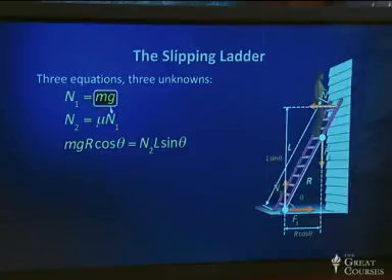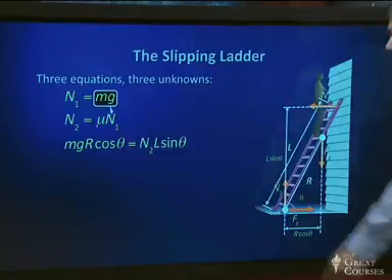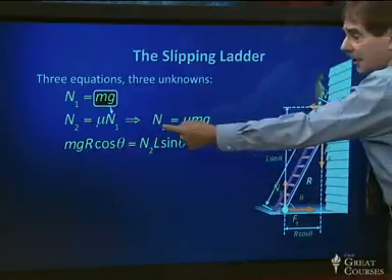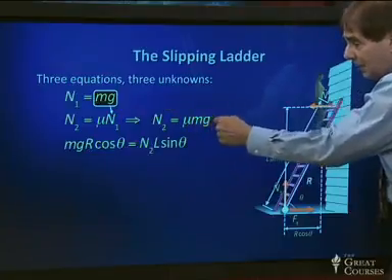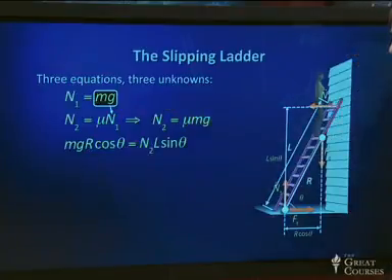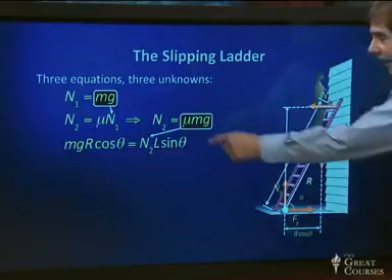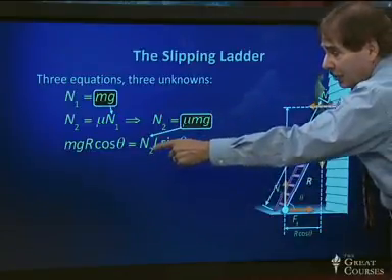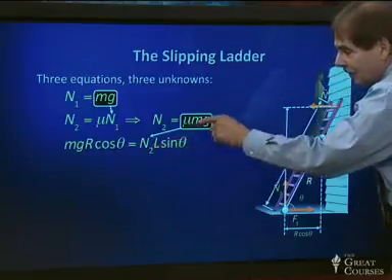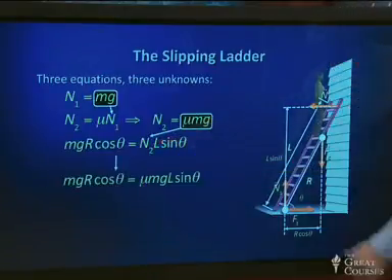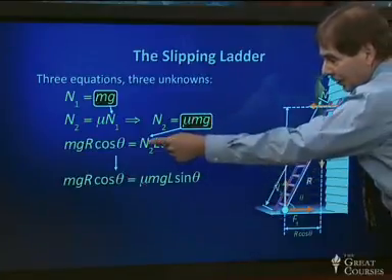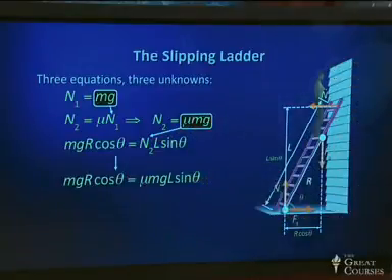I'm going to solve the first one saying N1 is mg. I'm going to plug that in for N1 in the second equation. So that gives me N2 equals mu times N1, but N1 is mg, so it's mu mg. Then I'm going to take that, which is an expression for N2, and plug it in for N2 in the torque equation. That's going to give me mgr times cosine of theta is mu mg, that was N2, times L sine of theta.